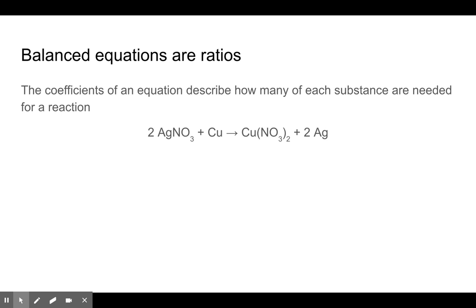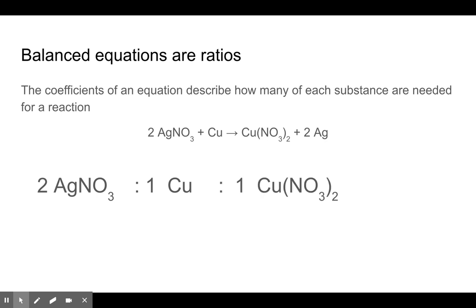So this balanced equation actually tells us a ratio of silver nitrate to copper to copper nitrate to silver. For every two silver nitrates, there's going to be one copper. And for every one copper, there's going to be one copper nitrate. And for every one copper nitrate, there's going to be two silvers. So here you can see we're using the coefficients as ratios of the substances for a balanced reaction.